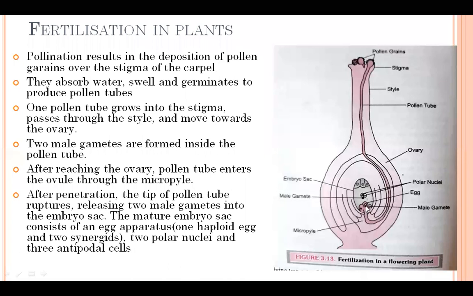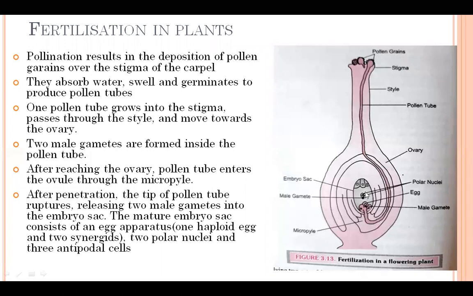Now we are left with one more gamete. One gamete has fused, one is left. The other male gamete will fuse with the two polar nuclei in the center. So how many cells are fusing together? Two polar nuclei were already there and one male gamete also came. So in total, three cells are fusing together. So it is termed triple fusion.